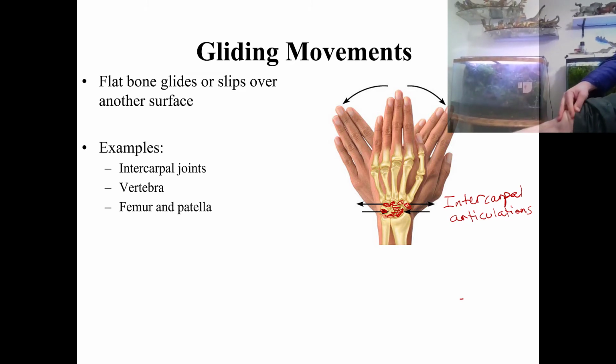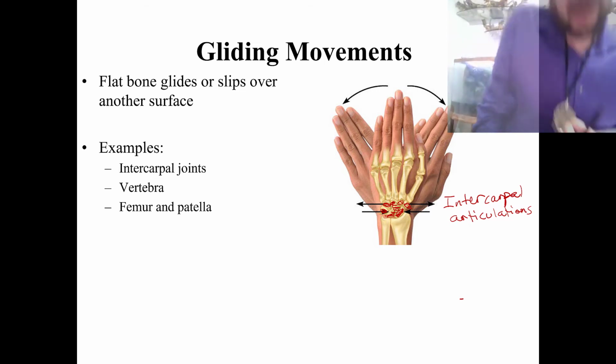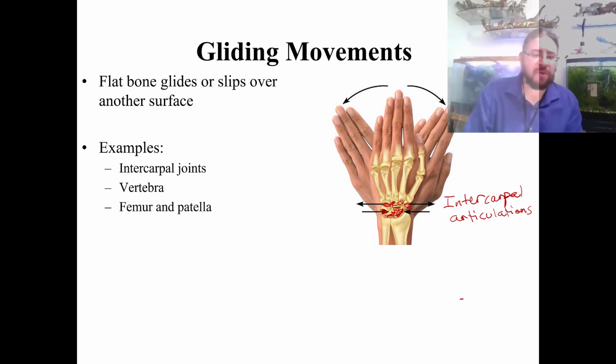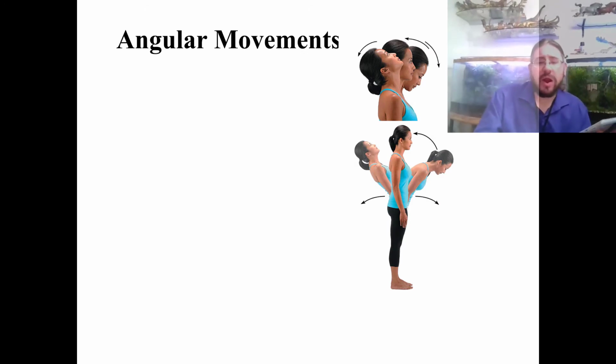So, when memorizing these, feel free to mess with your own joints. That's probably the best way to memorize the locations of these movements and what these movements are. All right, angular movements. We have some terms for how we move at angles.